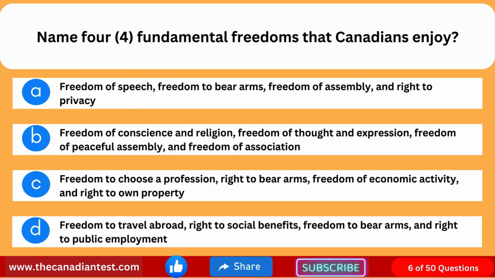Name 4 fundamental freedoms that Canadians enjoy. Option A, freedom of speech, freedom to bear arms, freedom of assembly, and right to privacy. Option B, freedom of conscience and religion, freedom of thought and expression, freedom of peaceful assembly, and freedom of association. Option C, freedom to choose a profession, right to bear arms, freedom of economic activity, and right to own property. Option D, freedom to travel abroad, right to social benefits, freedom to bear arms, and right to public employment.